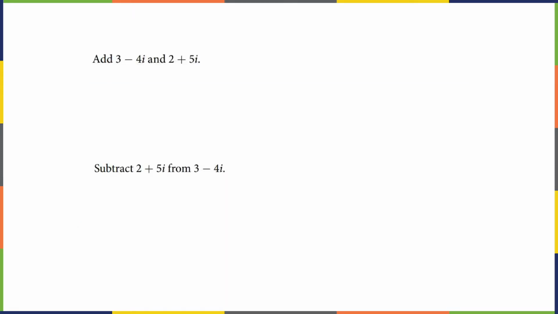So I would recommend that you go ahead and try the first of these. Just add the two complex numbers together and then press play when you're done. So here I have 3 minus 4i plus 2 plus 5i. Notice here that my real parts are 3 and 2, so 3 plus 2 is going to give me 5 for the real part.